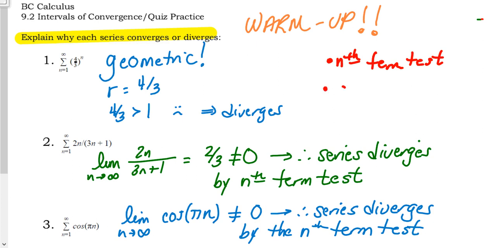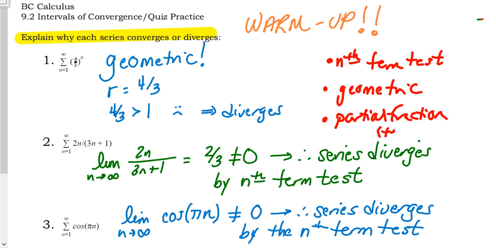Okay, geometric is one of my three tools, and partial fractions. So the tool of partial fraction decomposition, which shows me that I have a telescoping series.